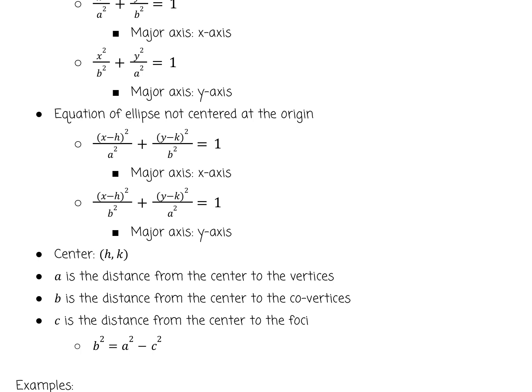So your center is at (h, k). A is the distance from your center to your vertices. B is the distance from your center to your co-vertices. And A is always greater than B. So we want to write that down. A is always greater than B. And then C is the distance from your center to your foci. And we use the equation b squared equals a squared minus c squared to find our foci.